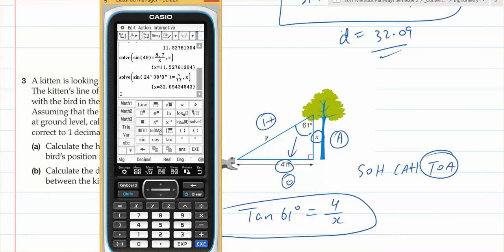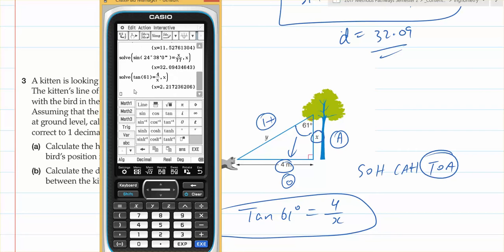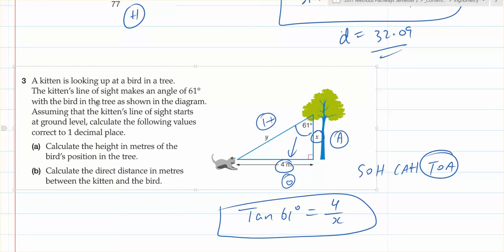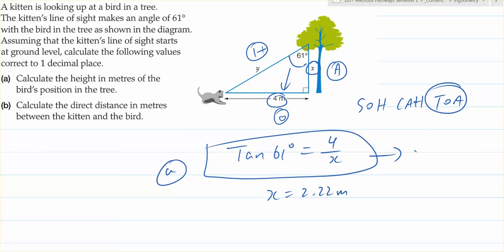So tangent of 61 degrees equals 4 divided by x. I go interactive, advanced, solve. You get 2.22, 2 decimal places, 2.22. So x equals 2.22 meters. So that's for part A. Just in case you're wondering, if you were to rearrange it, you swap the x and the tan 61. So you get 4 divided by tan 61 degrees, like that. And you can work that out on your calculator if you so please.